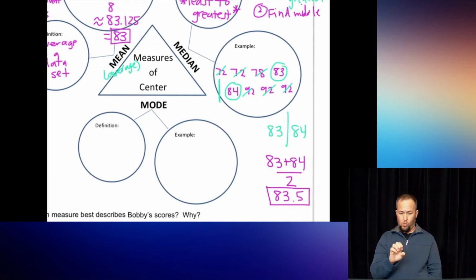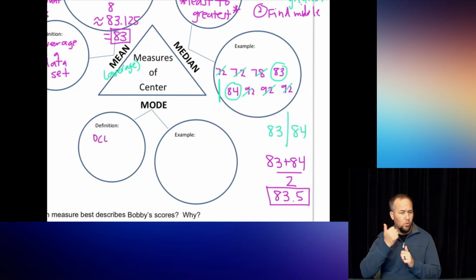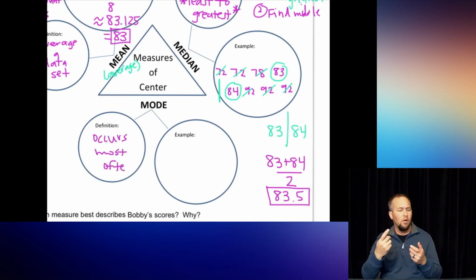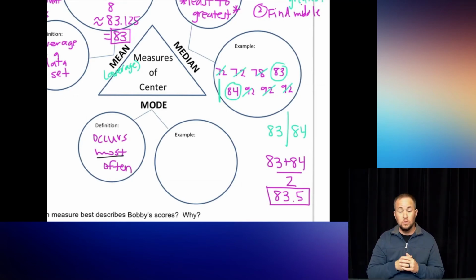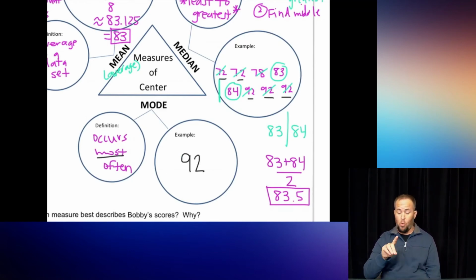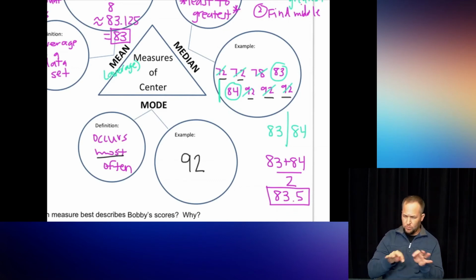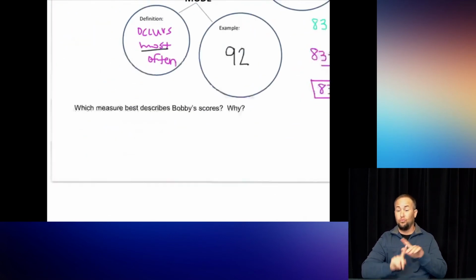The definition of mode is what occurs the most often. The key word for mode is this most right here. It happens the most. Looking at our numbers above, we see that 72 occurs twice. Everything else up until 92 occurs once, twice, and 3 times. So therefore, our mode is going to be 90. And if you were to explain that, you would just say that it occurs 3 times.